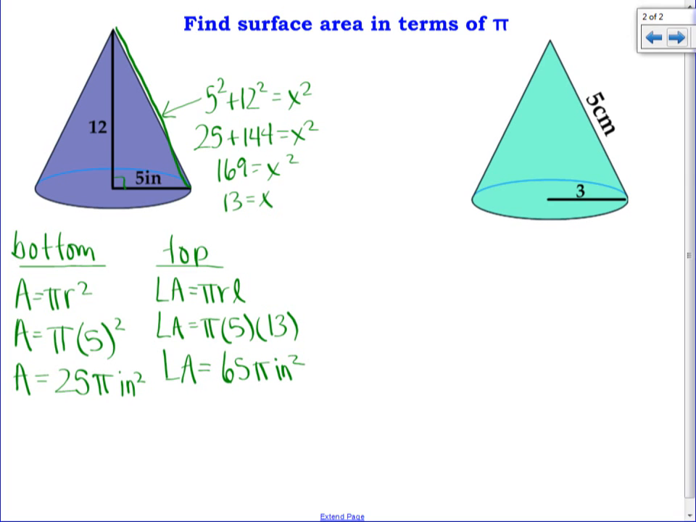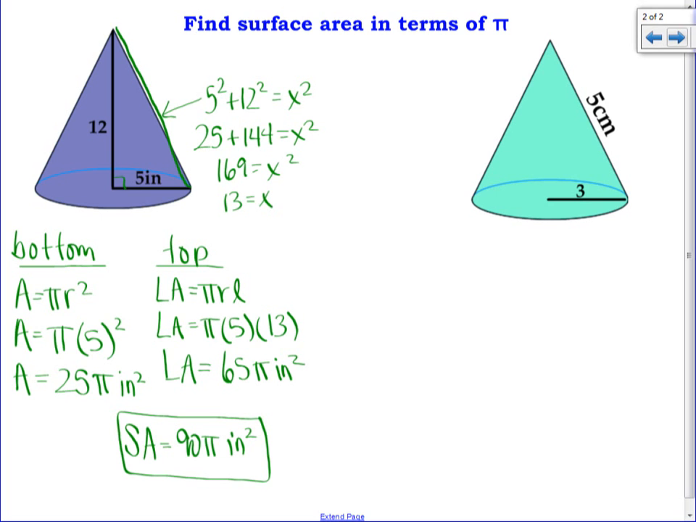Now we need the surface area. Well, the surface area just consists of adding up all of our surfaces. So we have 25 pi plus 65 pi, which is 90 pi. So that's the surface area of a cone problem.